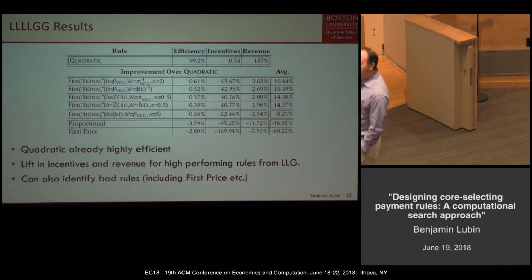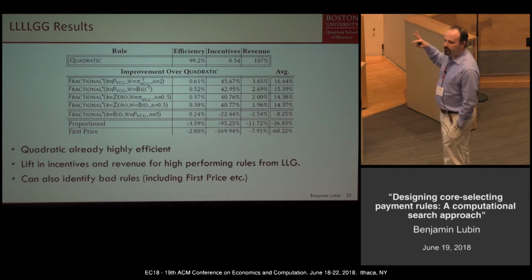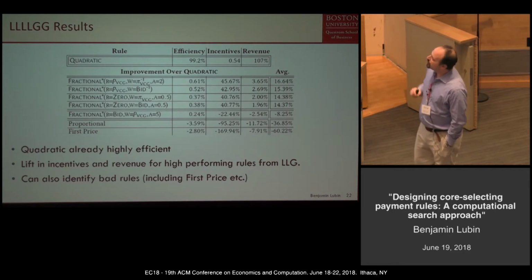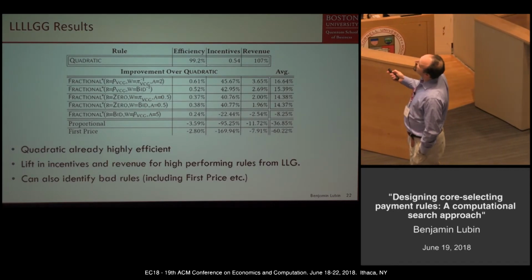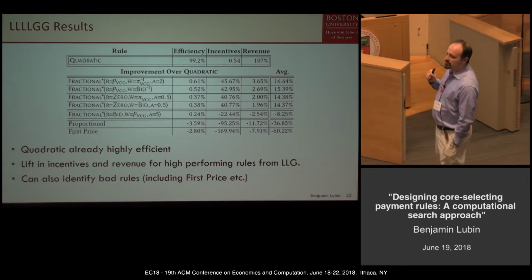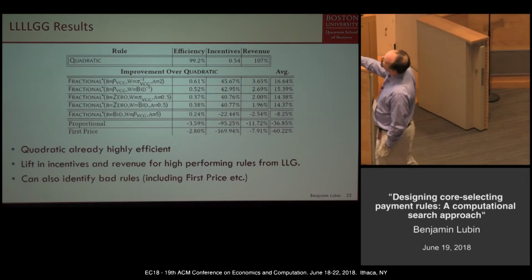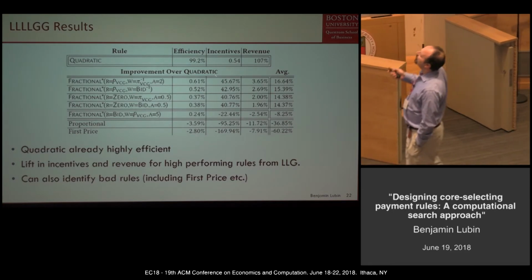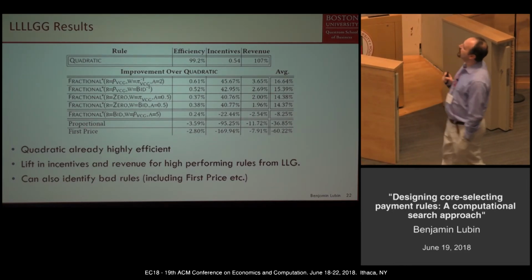So if we take the top rules from LLG and then look and see how those rules behave in this larger domain, we find that they work really quite well. The first thing I should say is quadratic is already 99.2% efficient in this domain, so there's not a lot of room above here, but still we can find some lift. We find quite a lot of lift in terms of incentives and some lift in terms of revenue.